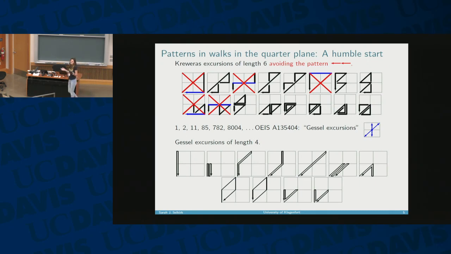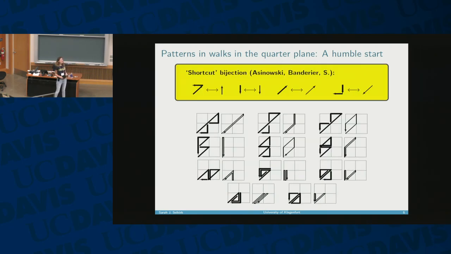Well, there are many ways you could try, which are probably incredibly difficult, but there's an incredibly nice, simple thing that you can do, and this is bijections. So bijections, we already know that in the quarter plane, bijections are not necessarily so wonderful, but in this case, it is incredibly wonderful and incredibly simple. Okay, so we have this little thing called the shortcut bijection. So it's sort of a miracle, firstly, that Kreweras walks are related to Gessel walks. And then it's even more miraculous that the bijection is incredibly simple.